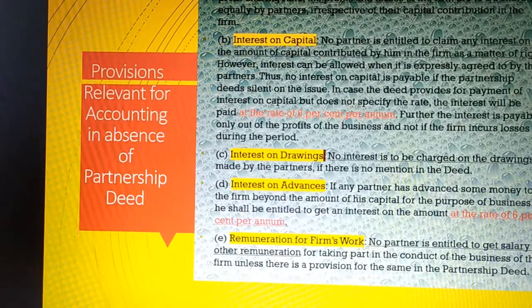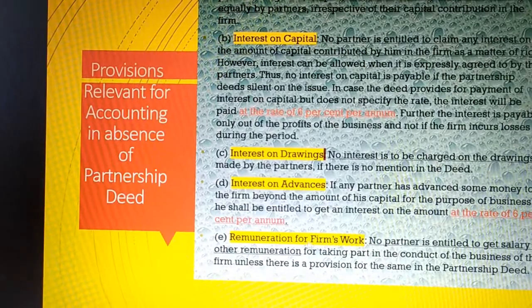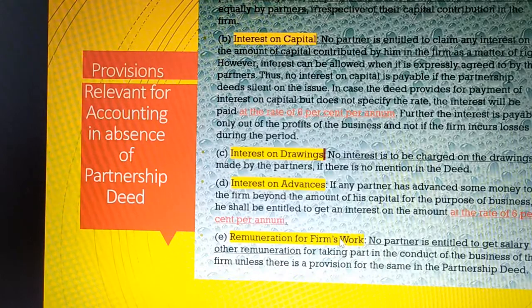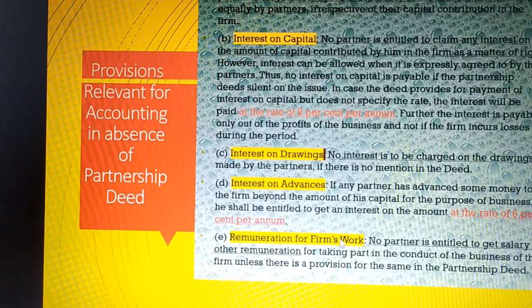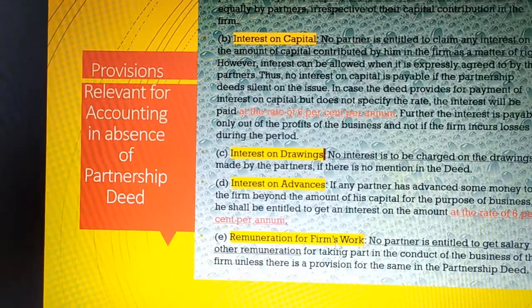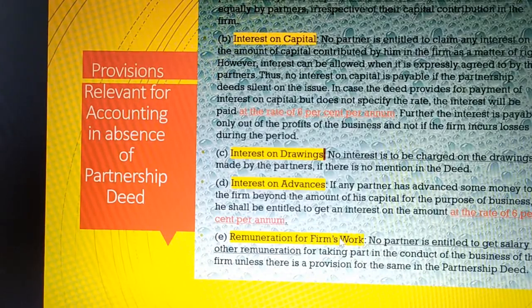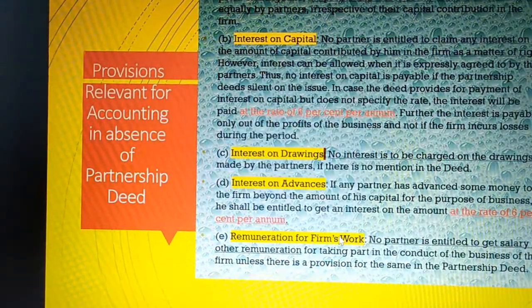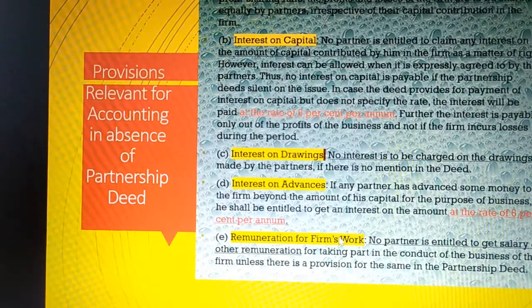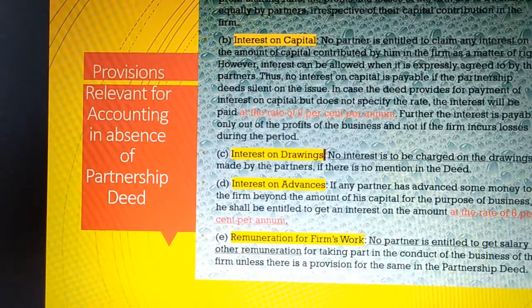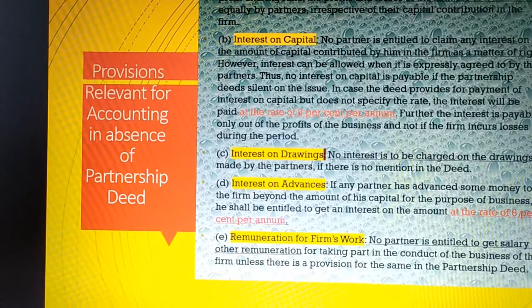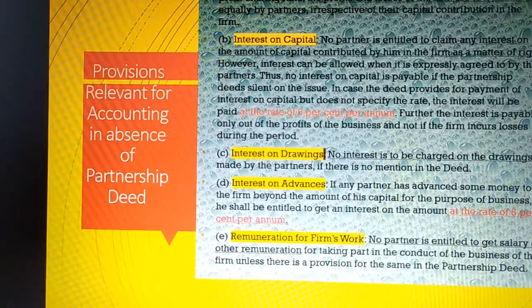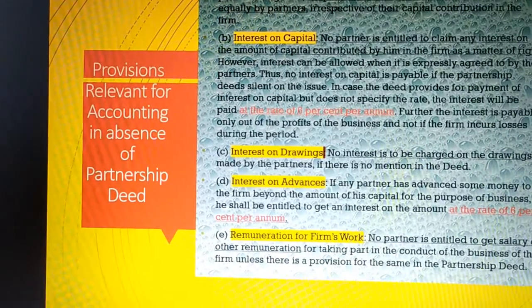Unless there is a mention in the partnership deed, a partner cannot claim any extra remuneration for his additional work done as a manager, or as a clerk, or as some help beyond his role as a partner. So they will not be entitled to any salary, any commission, or any other form of remuneration if there is no partnership deed. So I repeat all these points.